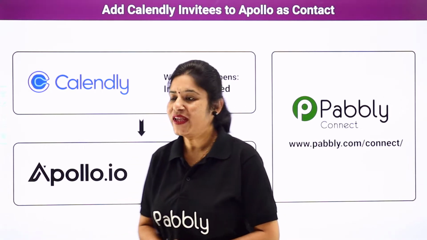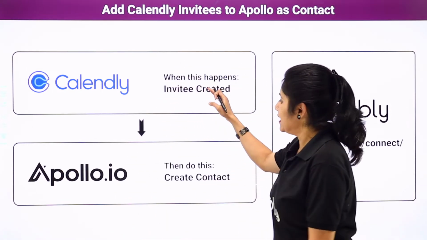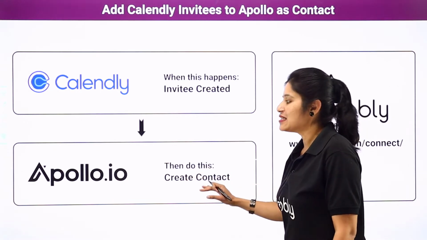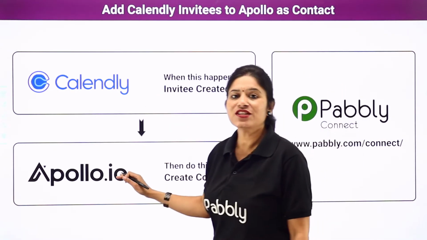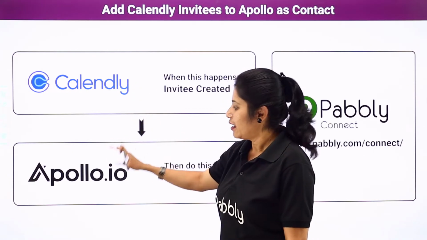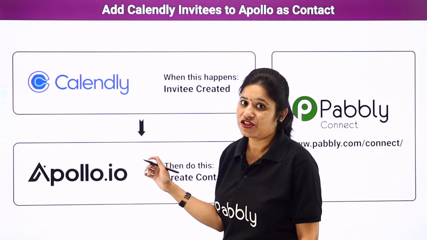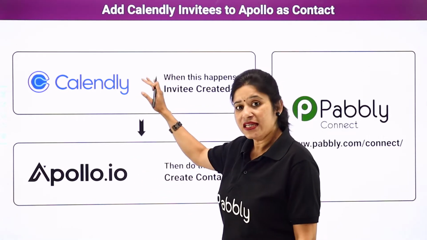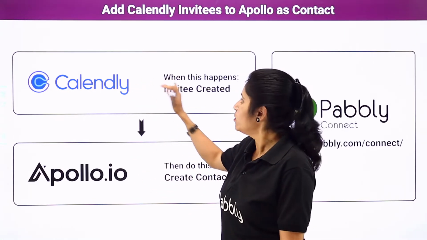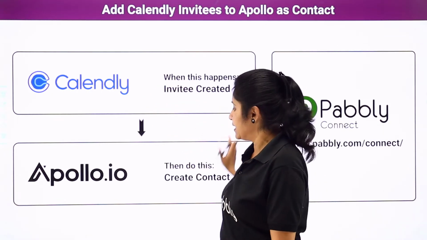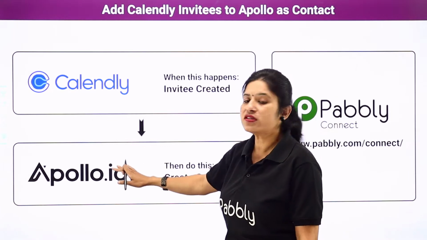In this video, we are going to learn how you can add Calendly invitees to Apollo CRM as contacts automatically. So first let us understand what these software applications are all about. Calendly is an appointment scheduling software and Apollo is a CRM software application. So the idea here is that whenever a new appointment is scheduled in your Calendly account and a new invitee is created, automatically the same invitee should get created as a new contact into your Apollo CRM account.